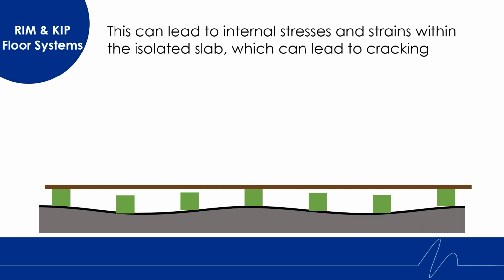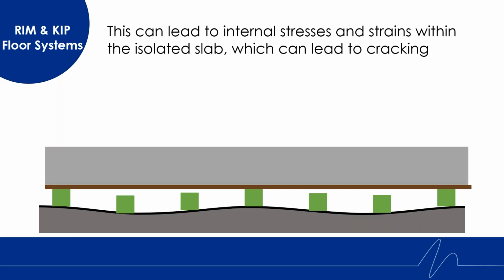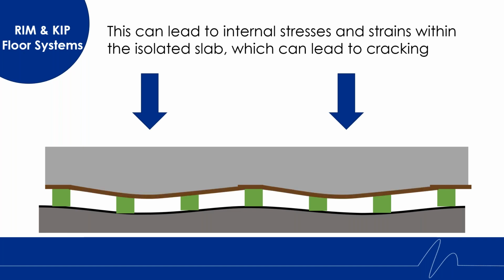If the structural floor is not corrected before installation and the concrete is poured, the weight of the concrete will bow the loose pouring form, leading to complications. This will also lead to stresses and strains within the isolated slab, leading to potential cracking.